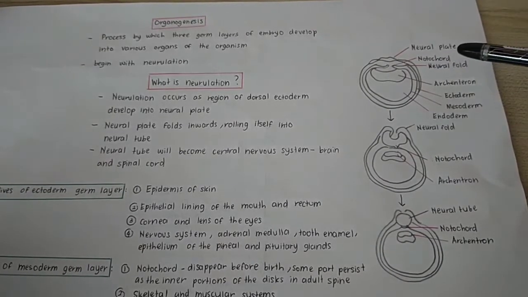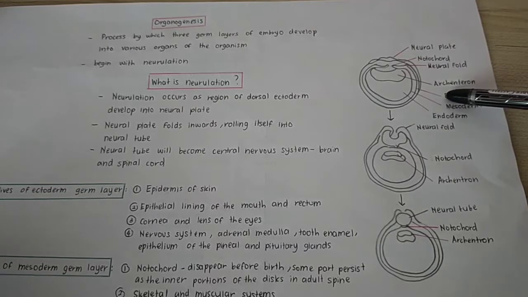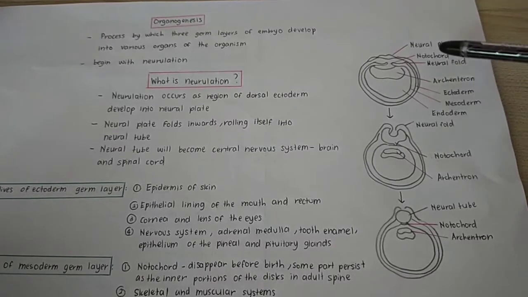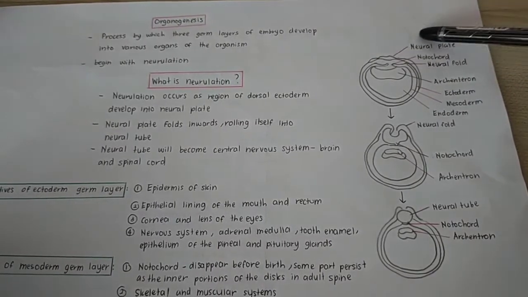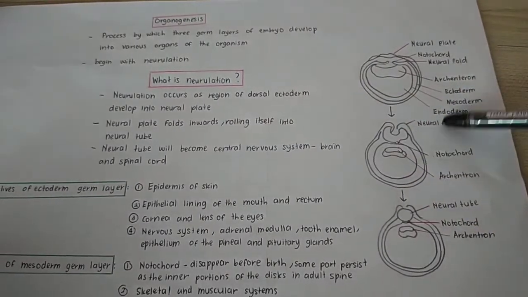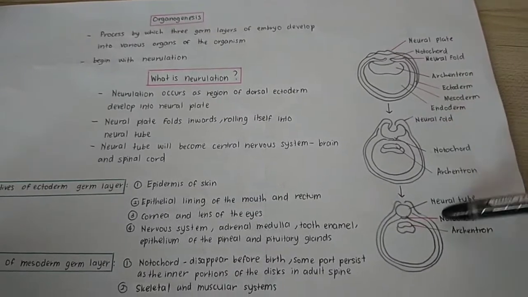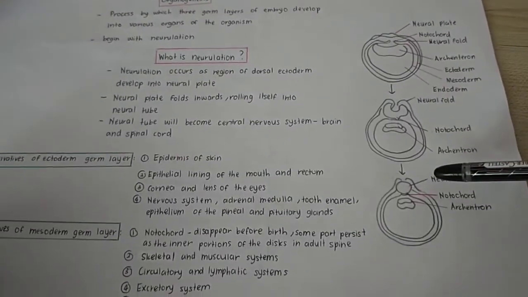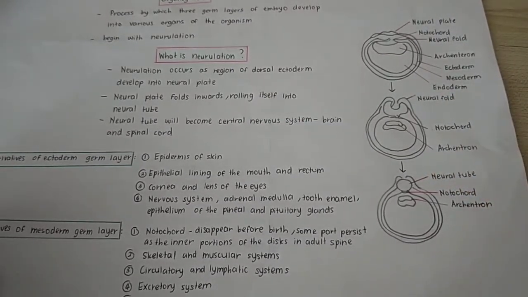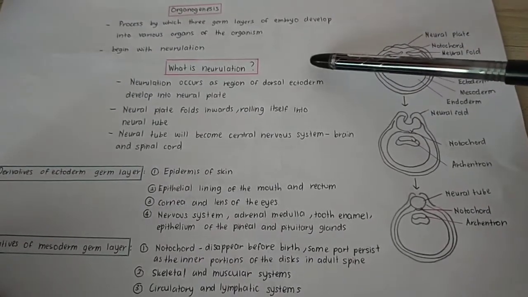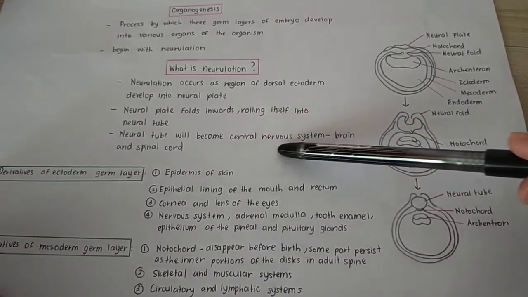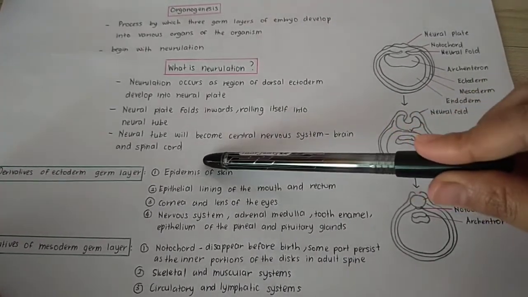Okay, so what happened with neurulation? Neurulation occurs when the region of dorsal ectoderm, which is here, the outermost layer, develops into the neural plate. So the neural plate is at the top, and then the neural plate folds inwards, rolling itself into a neural tube. So what happened to the neural plate? It will fold, okay, and then it will form a neural tube. So the neural tube will become the central nervous system, which consists of the brain and also the spinal cord. Okay, so it means that the process of organogenesis will begin with neurulation, forward to become the central nervous system, which consists of the brain and also the spinal cord.